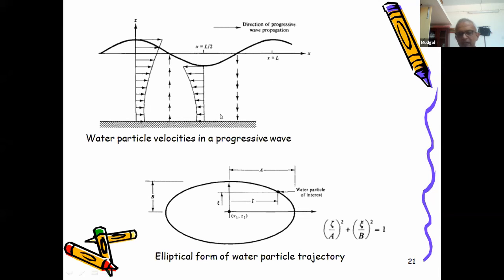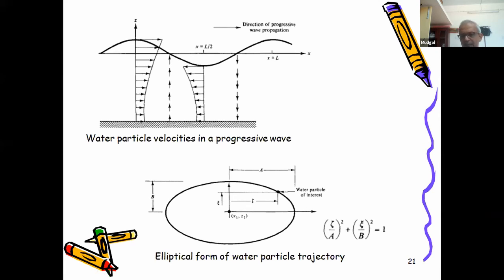This can be obtained by integrating the u component and the w component of the velocities over the wavelength and getting this expression. And this has zeta by a, where zeta is nothing but the displacement in the x direction, and xi by b, where xi is nothing but the displacement in the z direction.